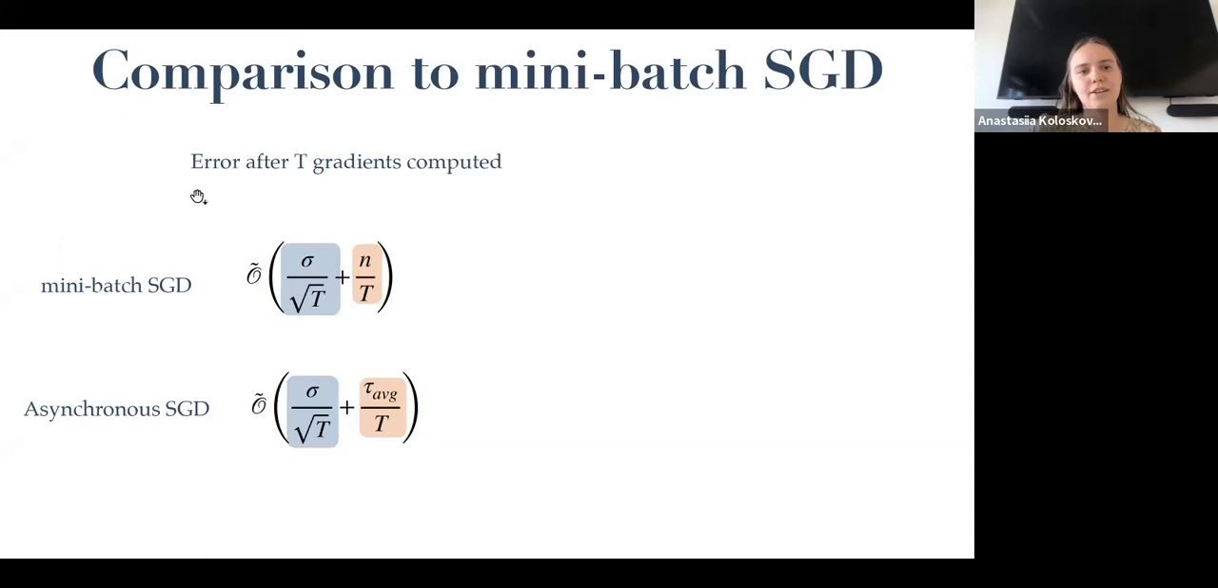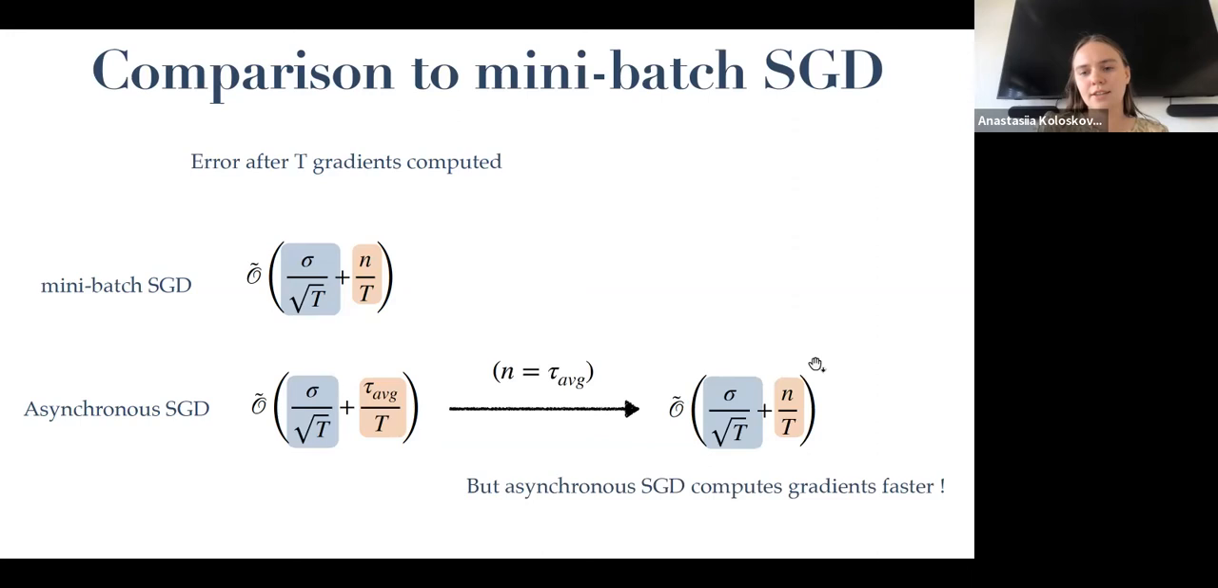So here I show the error after t gradients computed, and the mini batch SGD. So it's this first algorithm which I described. It converges with this rate where n is the number of workers, and asynchronous SGD would converge with this rate with average delay, and we know that average delay, up to a constant, is equal to n. And this means that in terms of the number of gradients computed, we have the same convergence rates. But we also know that because asynchronous SGD does not have any waiting time of nodes, in the same unit of time it can compute gradients faster. So this means that overall it's faster, in terms of real time of compute.